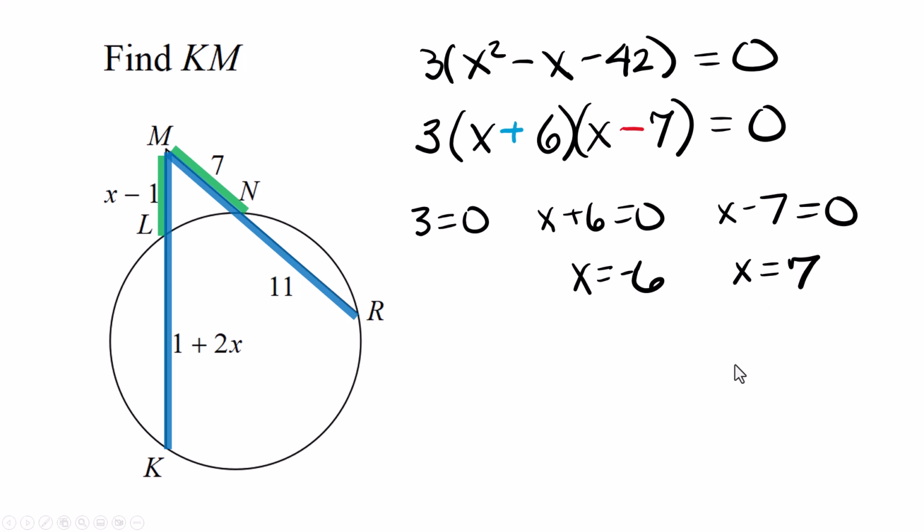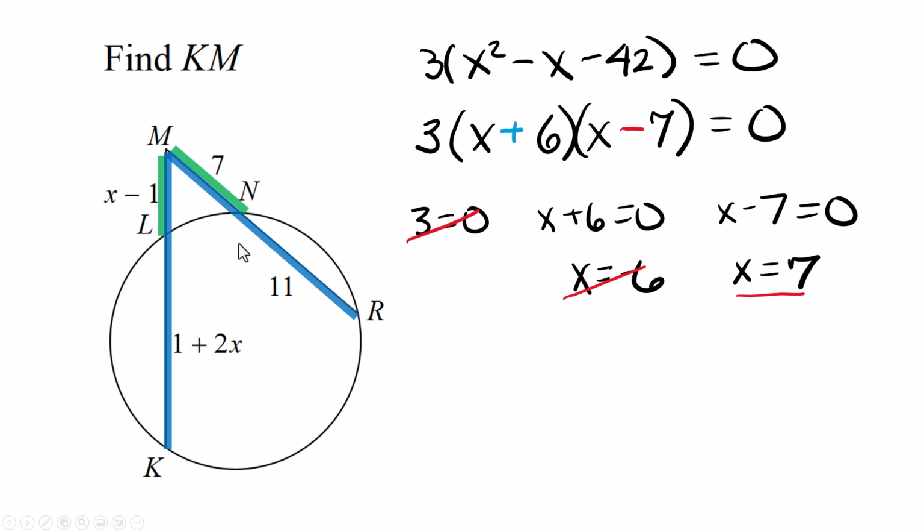Now we put on our common sense hat. 3 doesn't equal 0. And in geometry class, we get negative answers sometimes, but this doesn't make sense as a negative answer because -6, if you put a -6 up here on this outside, that would turn this outside chunk between M and L to a quantity of -7, which doesn't make any sense. So this doesn't work. So 7 must be the one number that we're going to use here.